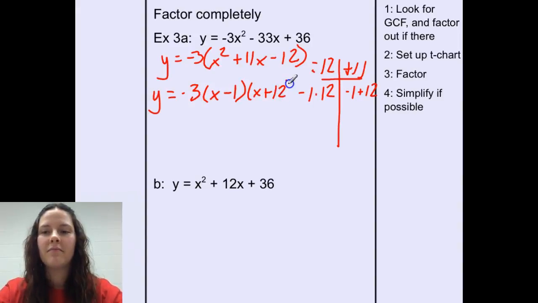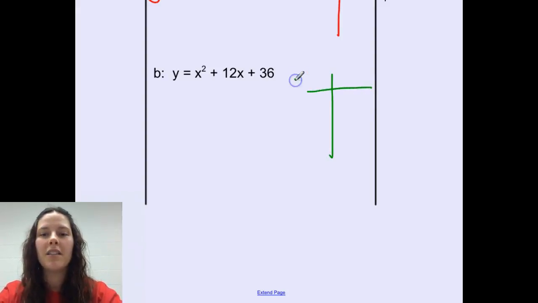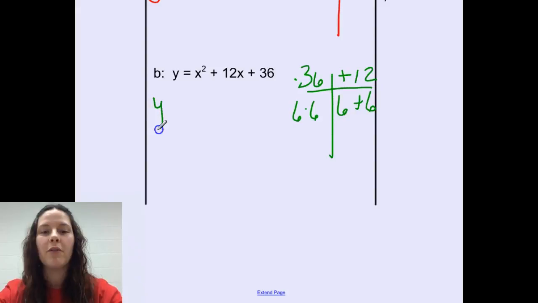Last example, we have no common factor. Our first term doesn't have a number, and our last term doesn't have a variable, so we're just going to set up our t-chart. What multiplies to a positive 36 and adds to a positive 12? Numbers that multiply to 36 are 6 times 6, and 6 plus 6 gives us 12. So this is an example of our perfect square trinomial. We would have x plus 6 times x plus 6, so we can shortcut that and have x plus 6 squared.